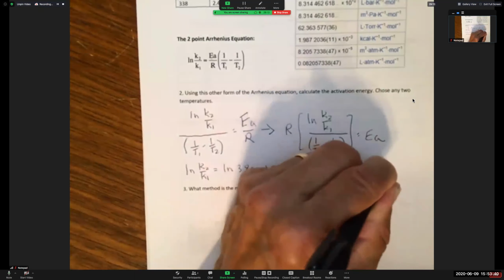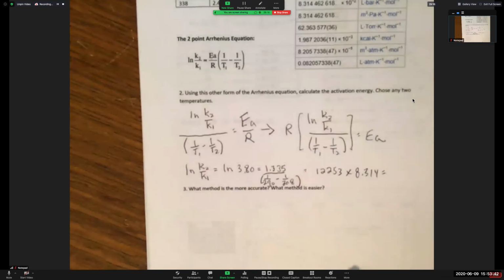I'm going to multiply that by my R, which is 8.314, and I get about 101,900. I'm going to round it off. And that's joules per mole. If I want to change that, it's 101.9 kilojoules per mole, not kilocalories, kilojoules per mole. And that's my activation energy.